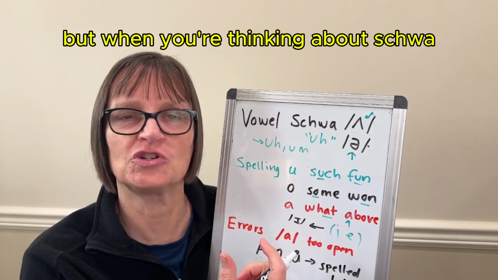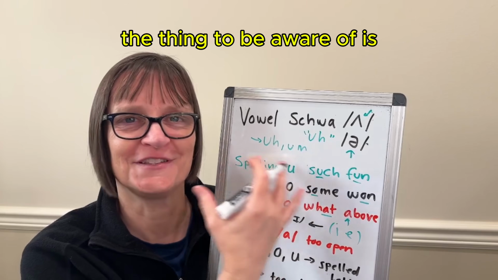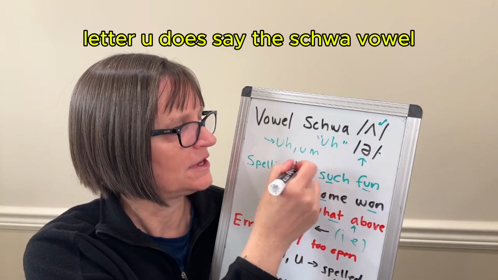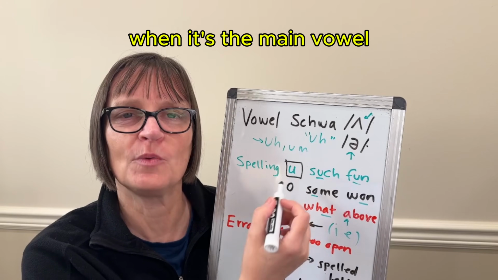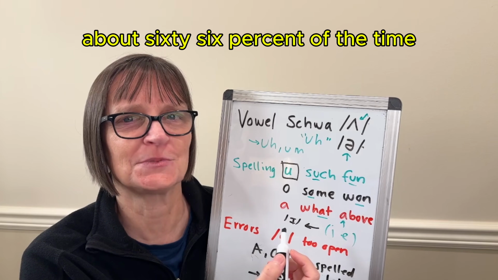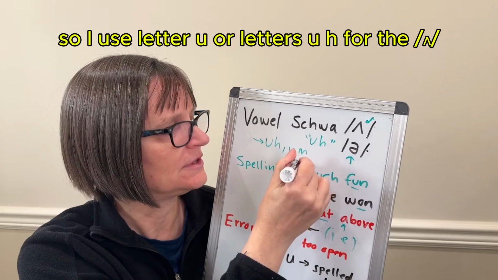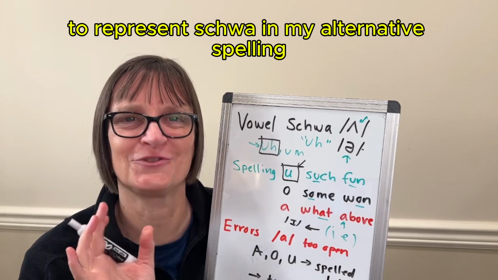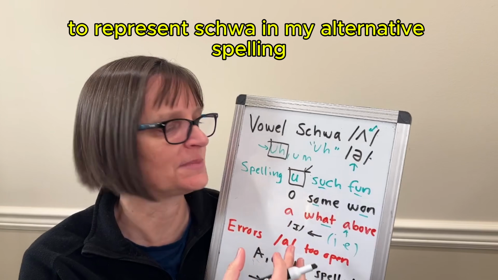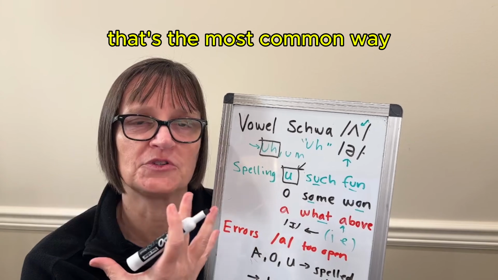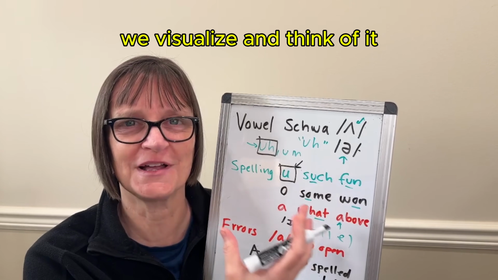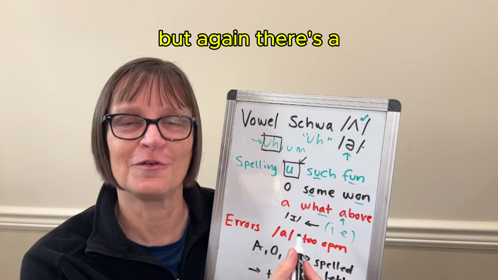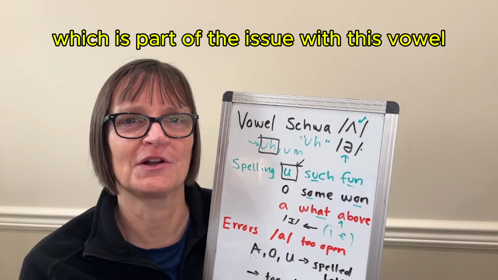But when you're thinking about schwa, the thing to be aware of is that it can have almost any spelling. Letter U does say the schwa vowel when it's the main vowel about 66% of the time. So I use letter U or letters UH to represent schwa in my alternative spelling, because I think that's the most common way we visualize and think of it. Most words have the uh sound, but again, there's a wide variety of spellings, which is part of the issue with this vowel.